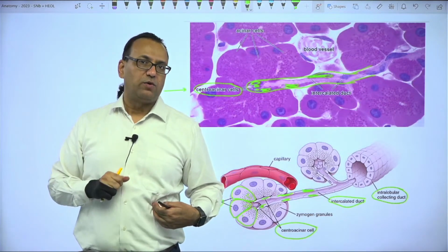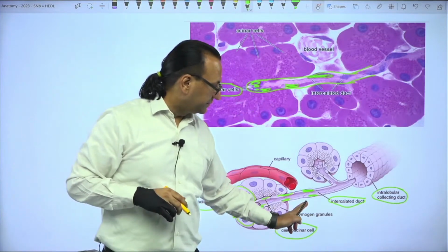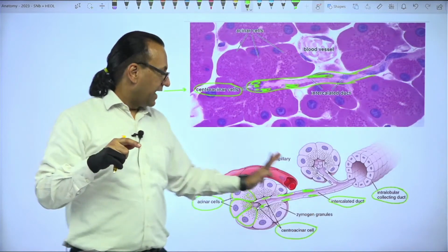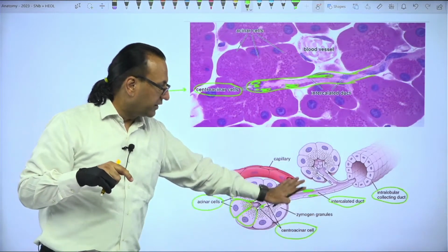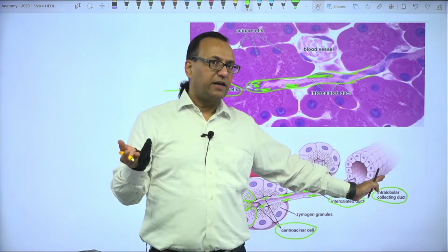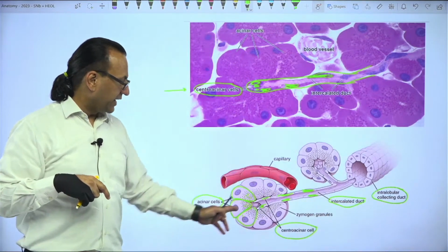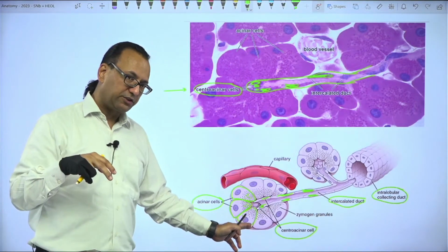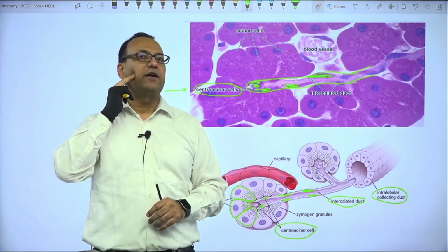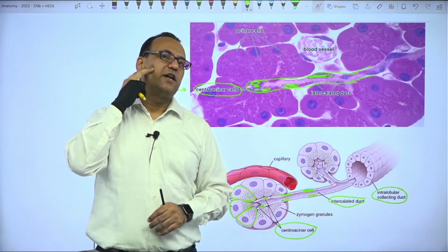Number 2 point was, in pancreas you have intercalated duct but you do not have striated duct. Then what is there? Immediately you have collecting duct. So striated duct is absent in pancreas and centroacinar cells are present in pancreas, and the reverse is for parotid. Parotid does not have centroacinar cells but it does have striated duct. What is the purpose of striated duct? The purpose of striated duct is to concentrate the saliva.